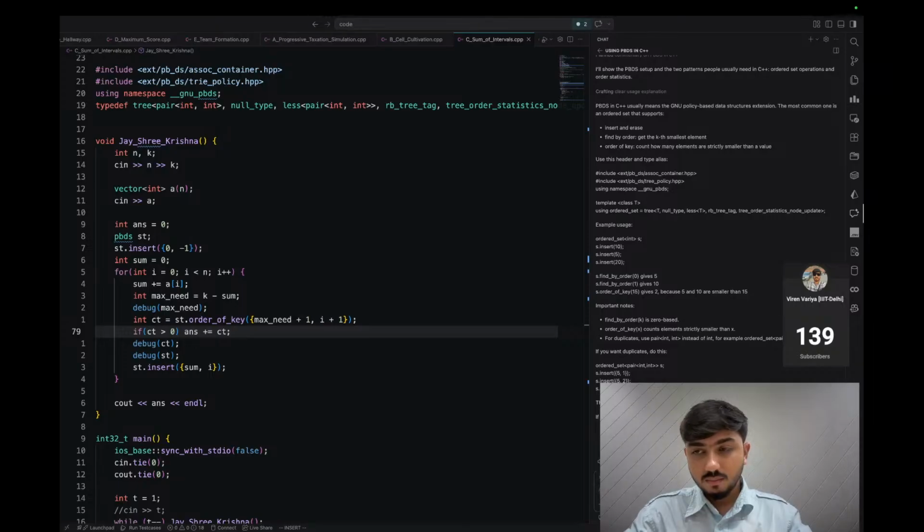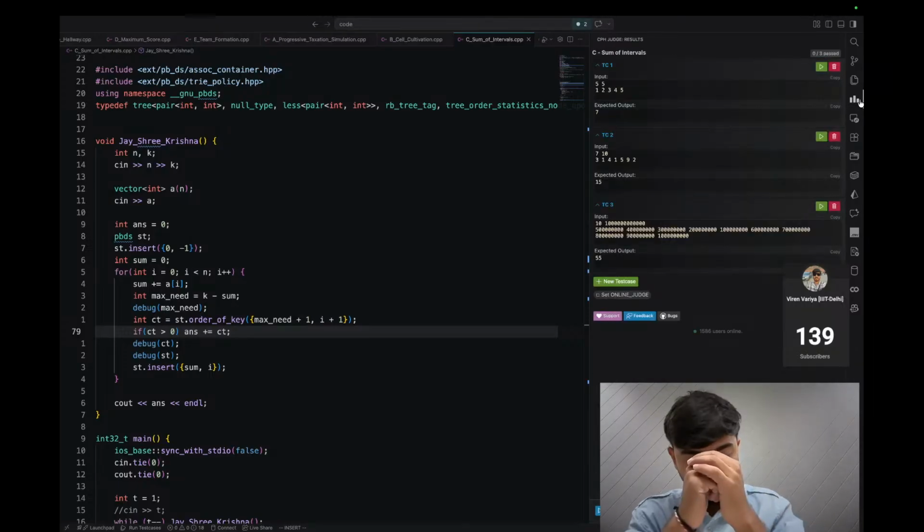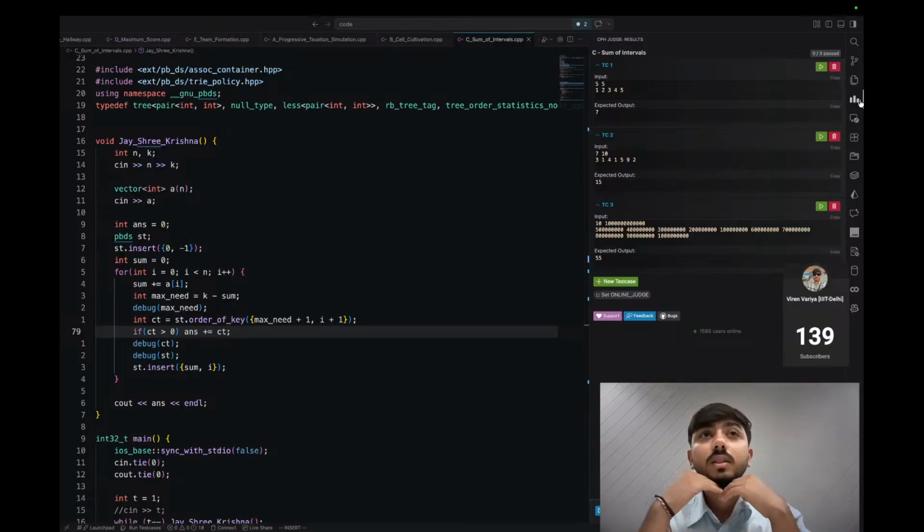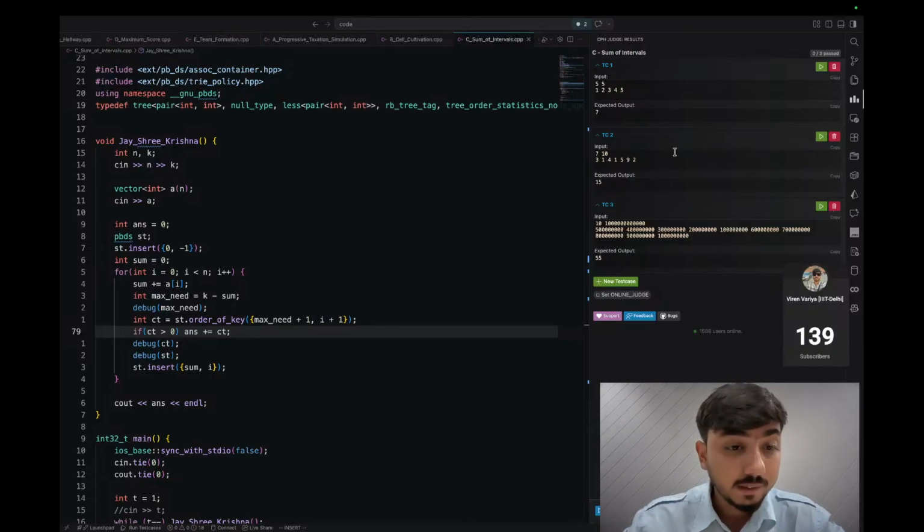I wait, we will not try AI. Although it is an interesting question, we should not try AI. For a contest, at least we should not try AI. That's how we get to know where we are lagging.